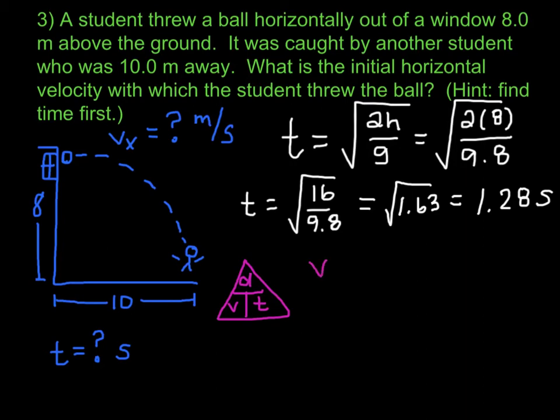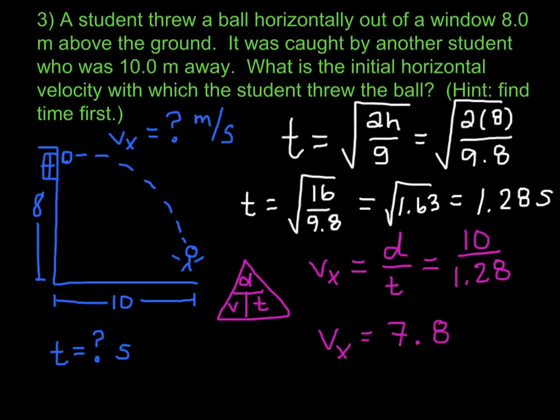The velocity in the horizontal direction is equal to the distance divided by the time. Our distance was 10 meters divided by the time, 1.28 seconds, and that gives us an initial velocity of 7.8 meters per second.